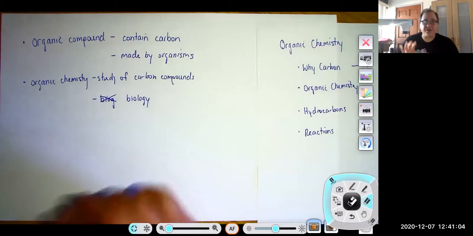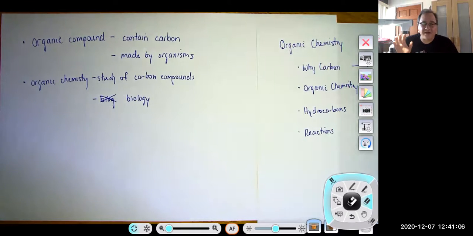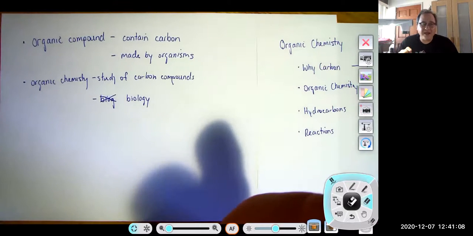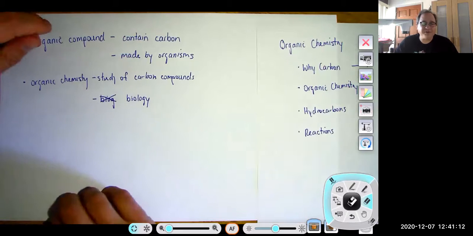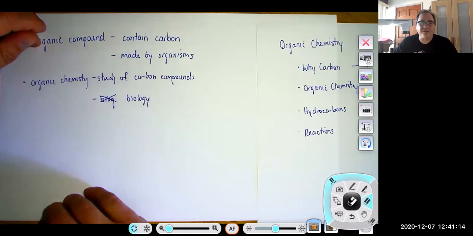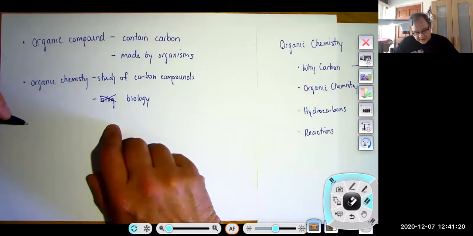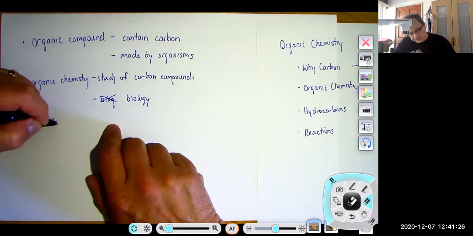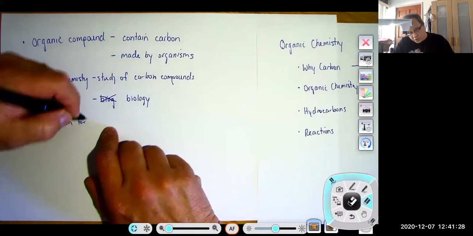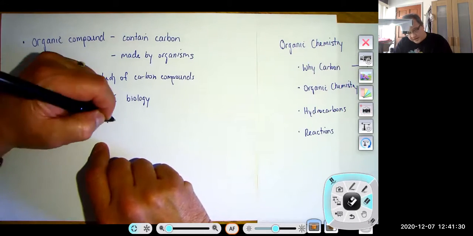So let's think about that. 20 plus million organic compounds, 500,000 inorganic. So it turns out that most of the chemistry we're interested in is going to deal with organic chemistry, not inorganic chemistry. So let's talk about the diversity, or the reason for 20 million organic compounds.